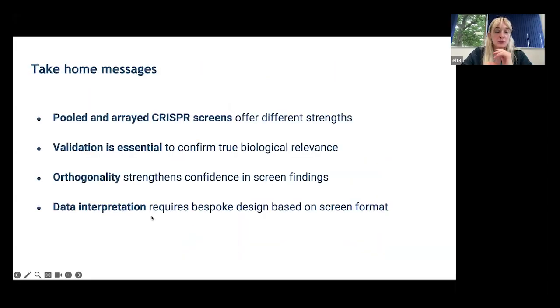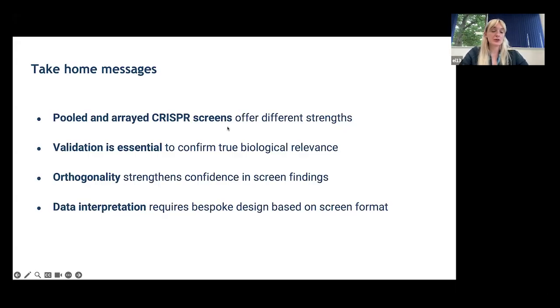So I will end just with some take-home messages. Pooled and arrayed screens offer different strengths for different purposes. Pooled screens are very good for scale and for discovery, whereas arrayed screens offer a bit more phenotypic resolution and validation of the pooled screens, but they work best when used together. I hope I've convinced you that validation is essential to confirm the relevance of your hit to the biological system that you're working on, and also to reduce the time that you would otherwise waste on following up false positives.